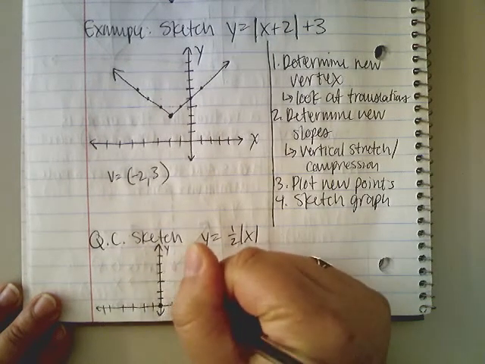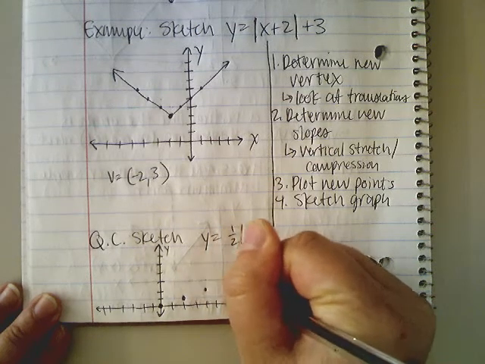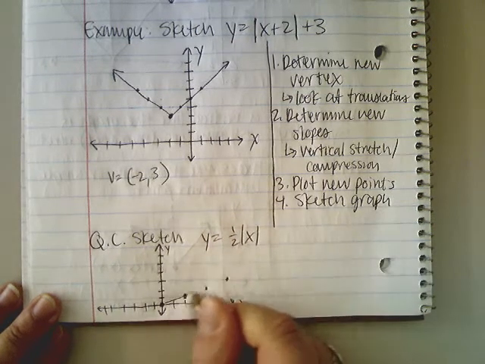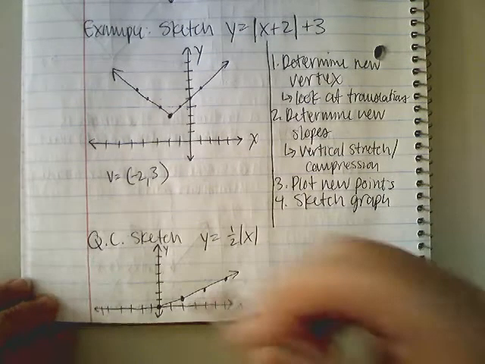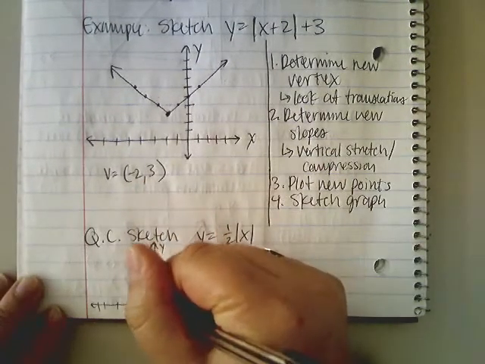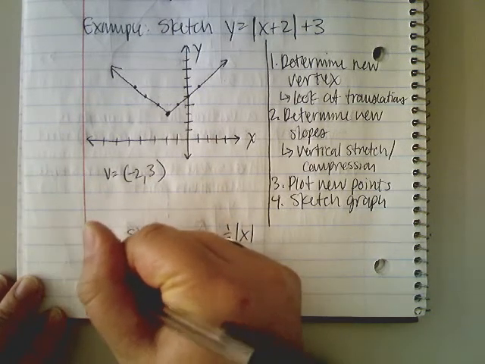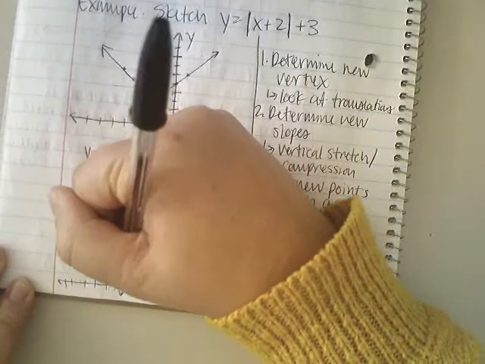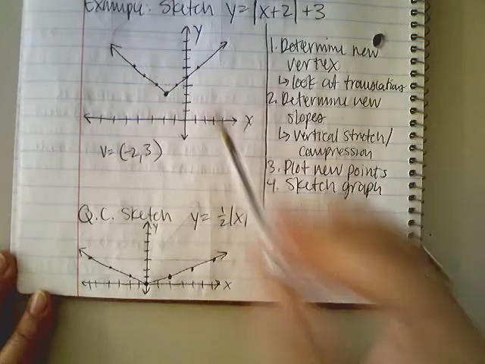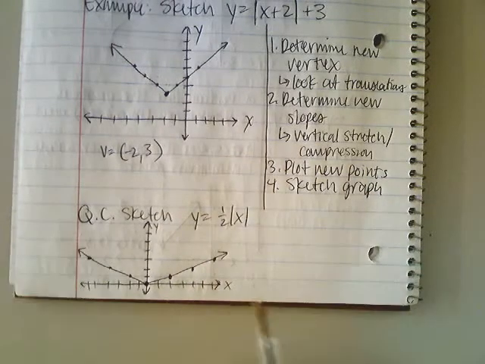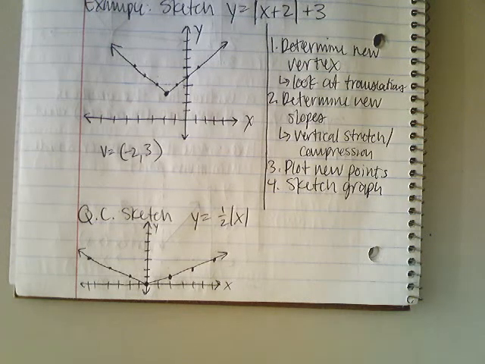So I'm going to go up 1 over 2 to plot my new point, up 1 over 2, up 1 over 2. And so this side is going to go like that. So you can see it's compressing, it's getting flatter, and this side is going to be similar, up 1 over 2. And if I draw that one, it'll go that way. So I just plotted my new points based on the slope that I'm following from my vertical stretch or compression. In this case, it's a compression. And then I'm sketching my graph.